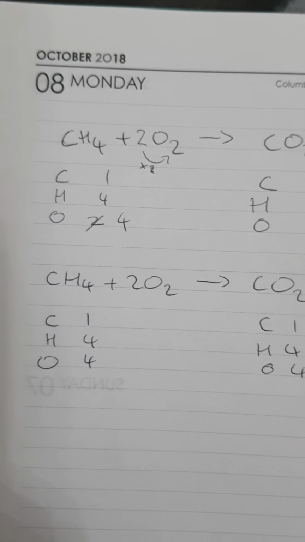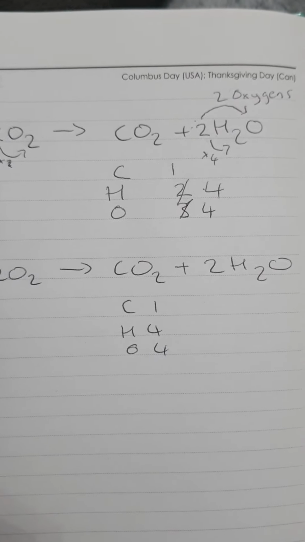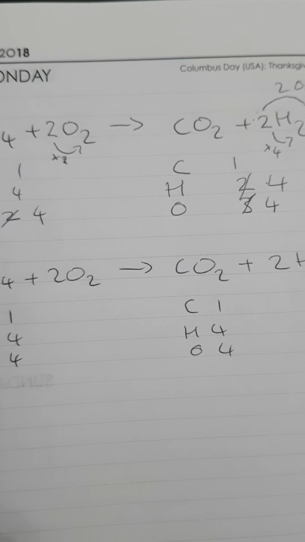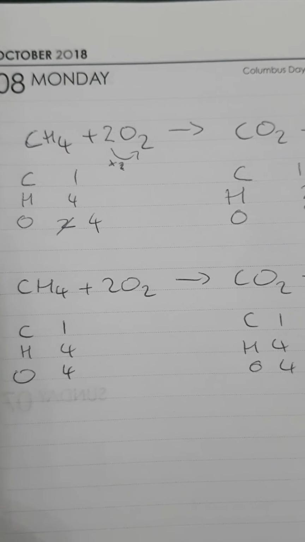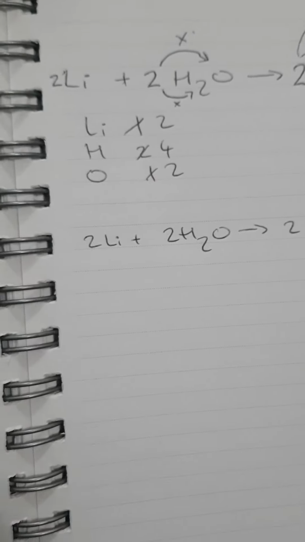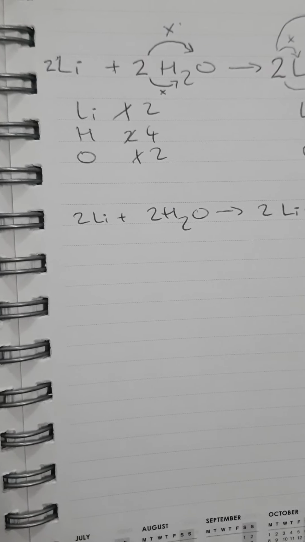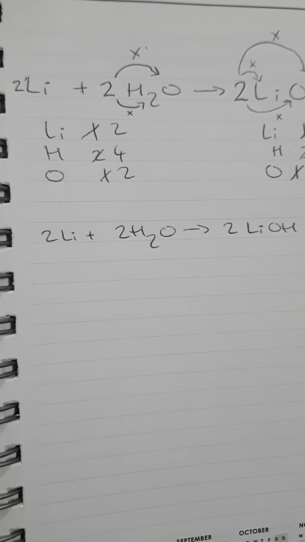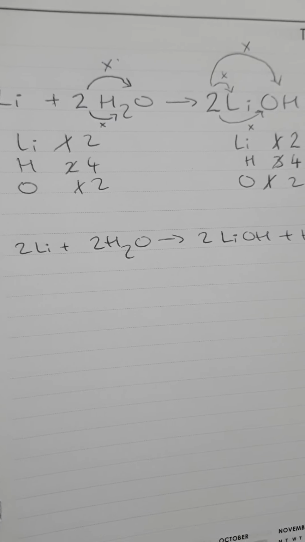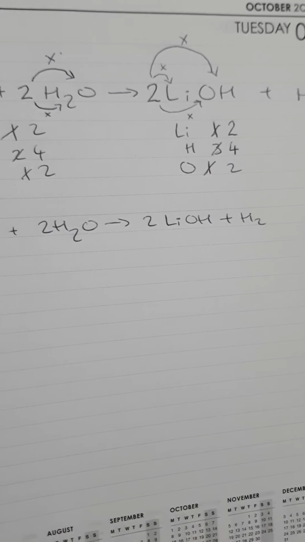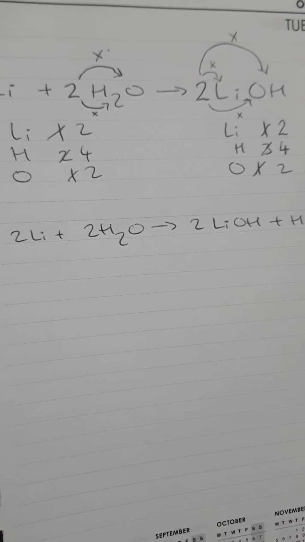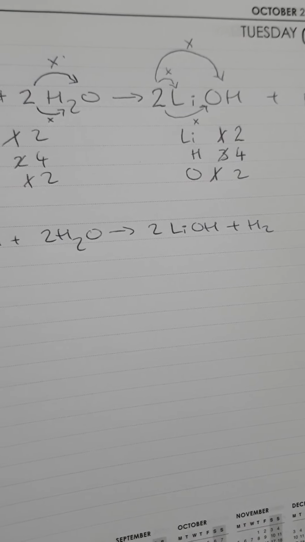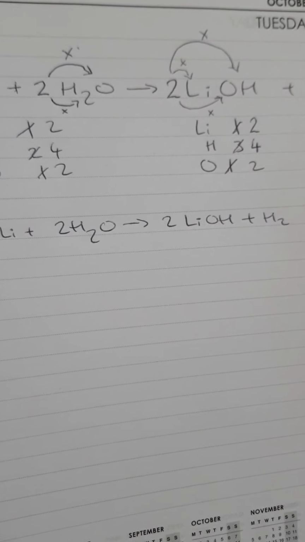So CH4 plus 2O2 gives me CO2 plus 2H2O. As you can see, we balance the atoms on each side. Very, very important. And the same here with the second example, making sure that we've got the same amount of atoms on each side. So 2 Li's, 2 Li's, 4 H's, 4 H's, and also 2 oxygens and 2 oxygens. So hopefully this helps us understand balancing equations.